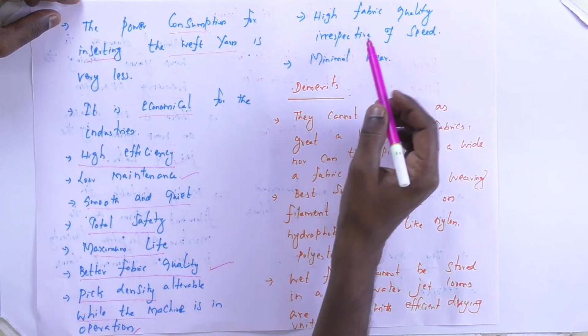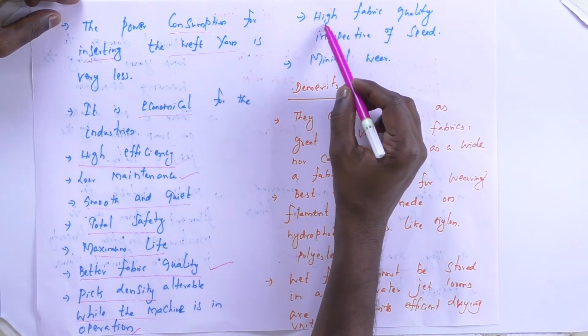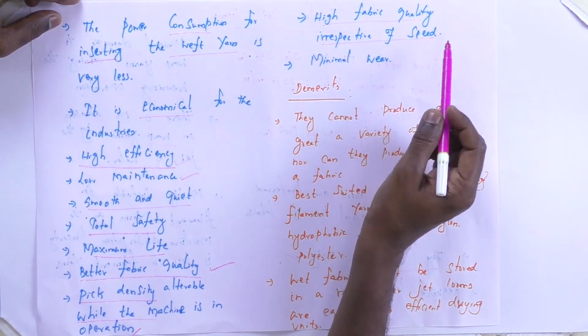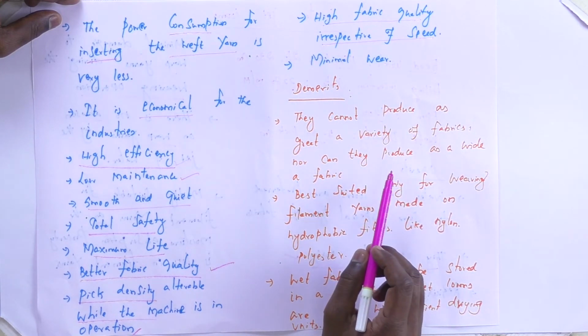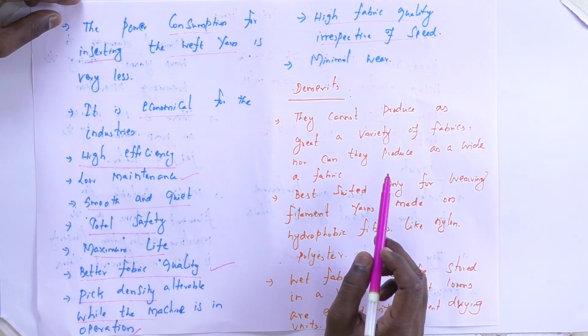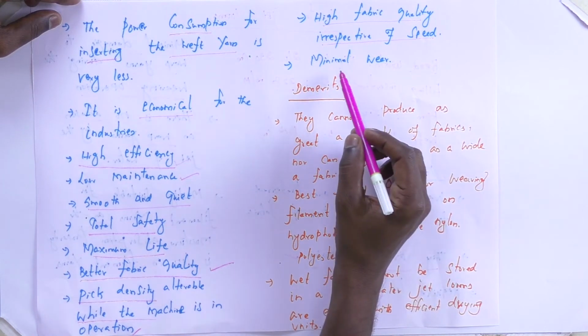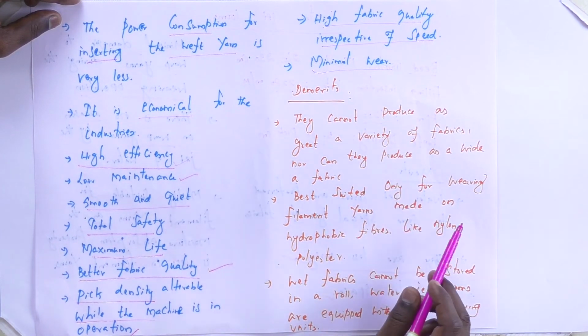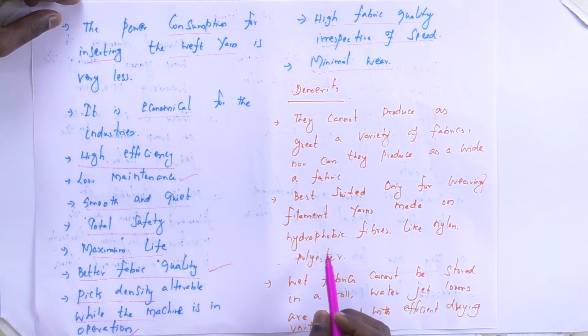High fabric quality irrespective of the speed. Even though we are running at high speed, the quality is not affected. So high quality of fabric is produced in water jet loom at very high speed. Minimal wear: the number of parts are very less, so minimal wear and tear is possible in water jet looms. These are all the overall advantages of water jet looms.